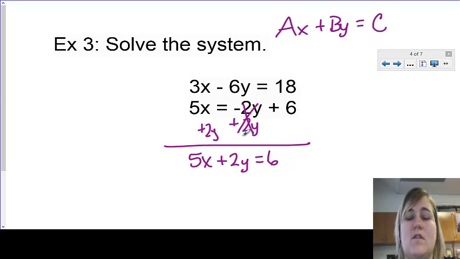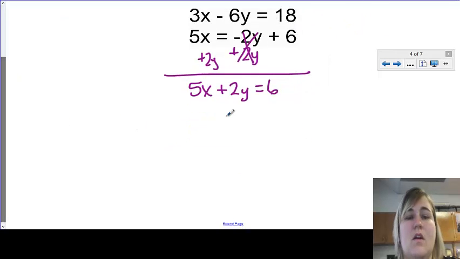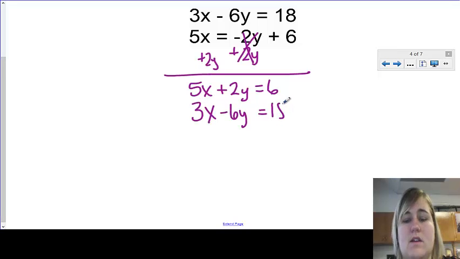Now I'm going to stack this other equation underneath of it so that I can work. So I have 3x minus 6y equals 18. All I've done is rewrite this equation right here. So I have 5 and 3. Those are totally different coefficients. I have 2 and negative 6. Totally different coefficients, but they are opposite signed. So the easiest one for me here would be to multiply on top to get this to be a 6. What I need to multiply by is 3.